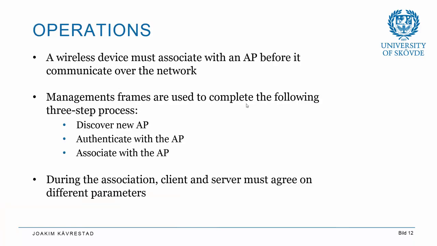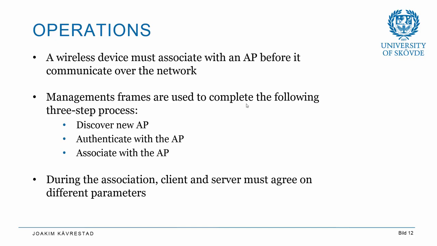So let's look a little bit at the operation of wireless local area networks. A wireless device, to communicate, must associate with an access point. So it must find a wireless access point, and it must associate with it before communication can occur. To do that, management frames are used in a three-step process. First, the client has to discover a new access point, then it has to authenticate with the access point, and then it has to associate with the access point.